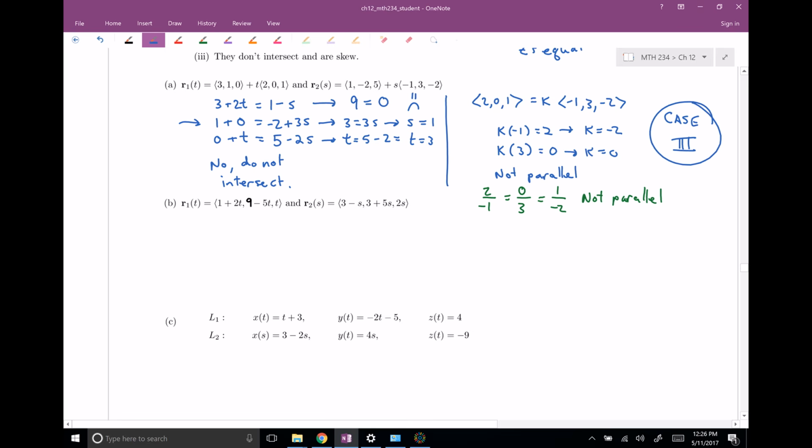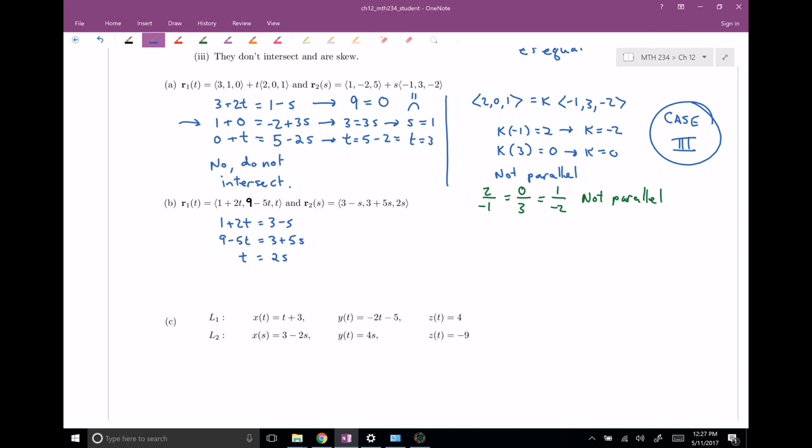So, okay, same as before. Let's figure out, do they intersect or not? Well, if they intersect, we need the x's equal. And notice now I've given you the parametric stuff. So x is equal to the x here, 3 minus s. I need 9 minus 5t should be equal to 3 plus 5s. And I need t equal to 2s. So I need the x's equal, I need the y's equal, I need the z's equal. That's the way that it happens.